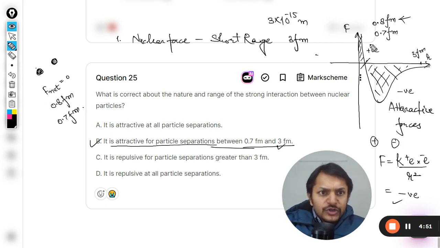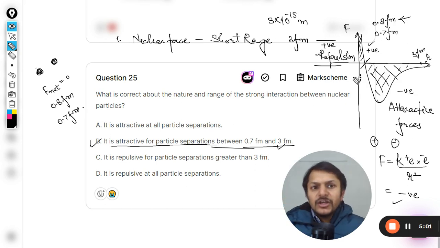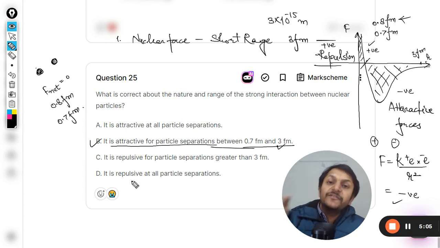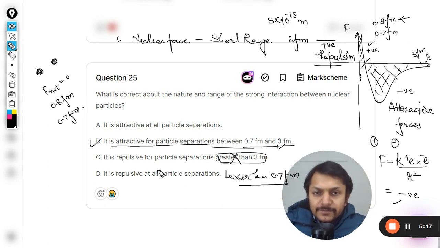So the force becomes positive. Positive force means repulsion. So repulsion is taking place at this point. It means yes, it will be repulsive at some times, but it is not repulsive for distance greater than 3 fermi meter, that is wrong. But it is repulsive for the distance lesser than 0.7 fermi meter. So C is wrong.